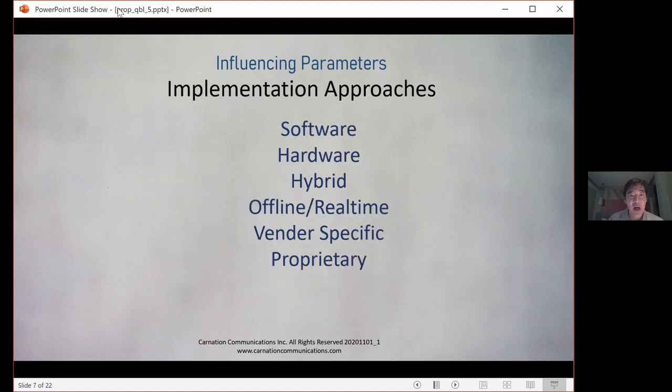Okay, implementation approaches. Well, we know that compression, I'm a big fan of compression and the implementation associated with that. That's just been my forte. But here we know that implementation is a huge determining factor in terms of balancing the parameters, including latency.